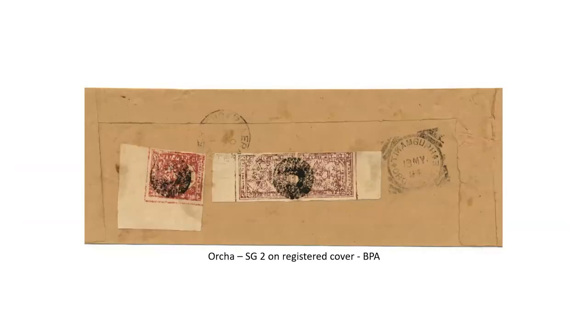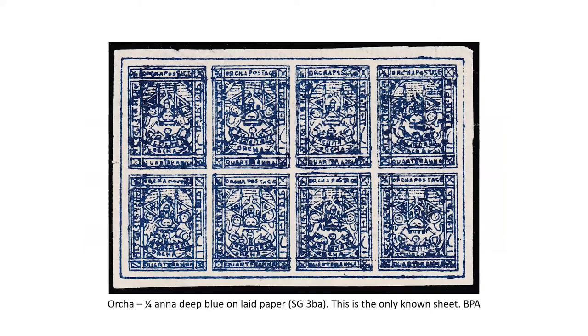Now we come to Orchard State. This is the first issue mixed with the second issue being the vertical pair on the right-hand side. The red stamp is from the first issue. Here we have the only known sheet of the quarter anna printed on laid paper.